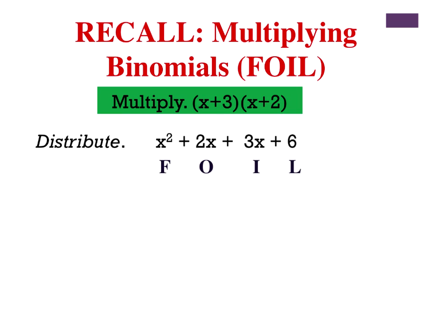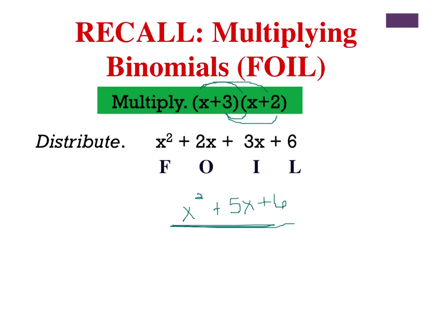First we just need to recall what we used to do when I asked you to multiply two binomials. When we were multiplying, we were distributing, or we used that acronym FOIL to help us. So when we do that, we have x squared plus 2x plus 3x plus 6. Combining like terms, we get x squared plus 5x plus 6.